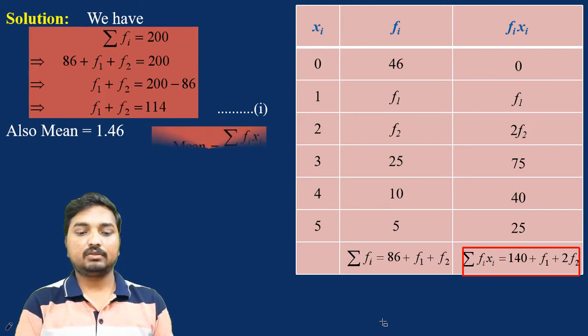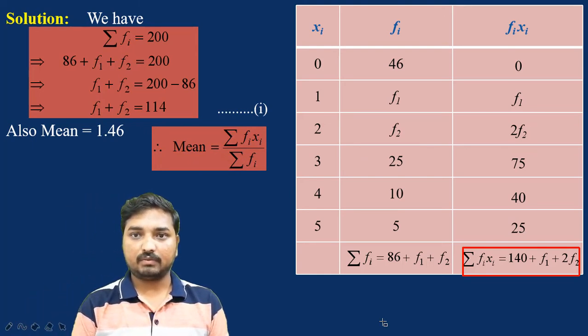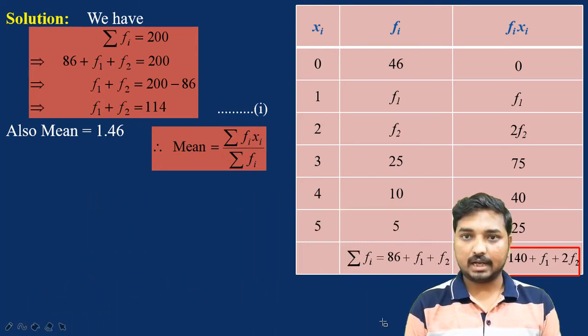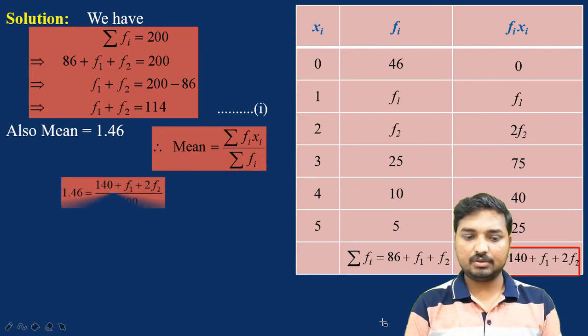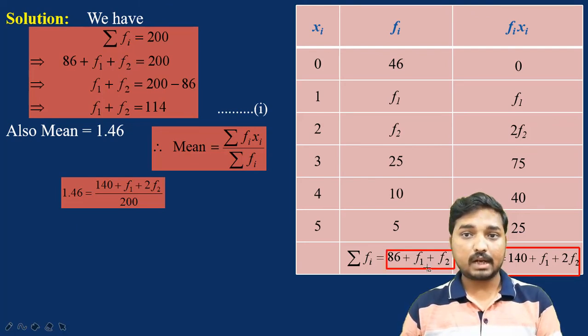Now you have to write the formula. Look at the formula: mean is equal to summation Fi Xi divided by summation Fi. This is the formula from the direct method. Now the substitution: mean is equal to 1.46, summation Fi Xi means 140 plus F1 plus 2F2, divided by summation Fi. In this case, don't write 86 plus F1 plus F2. Don't write down this one.